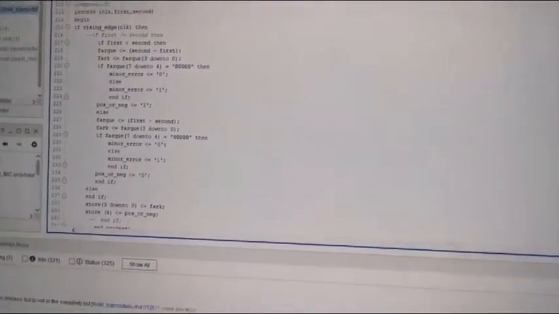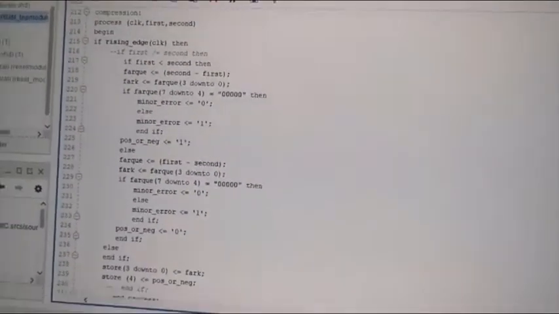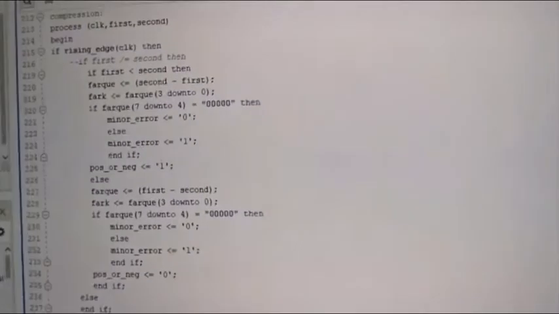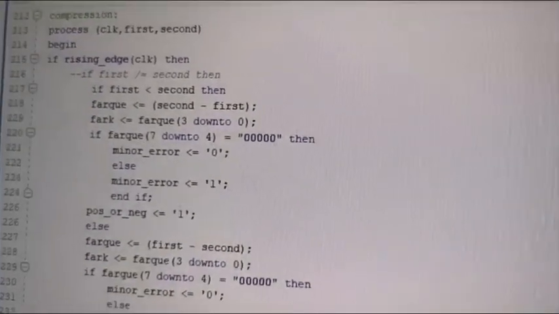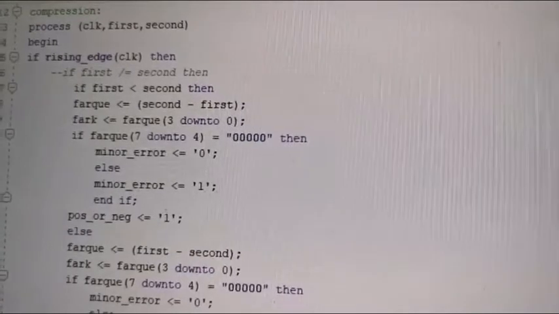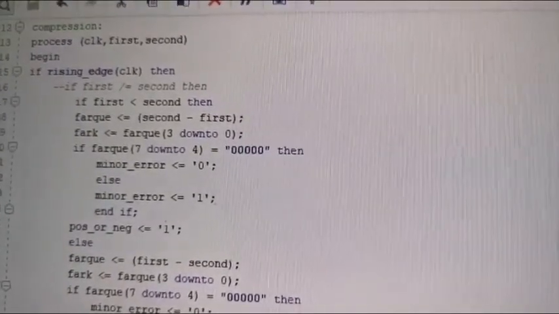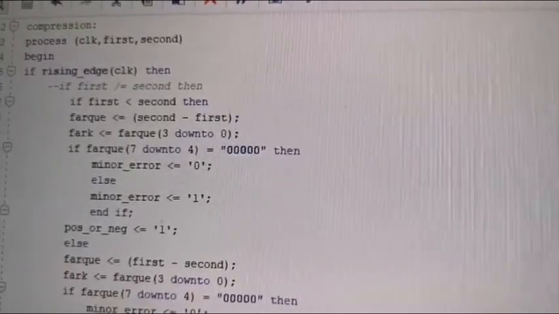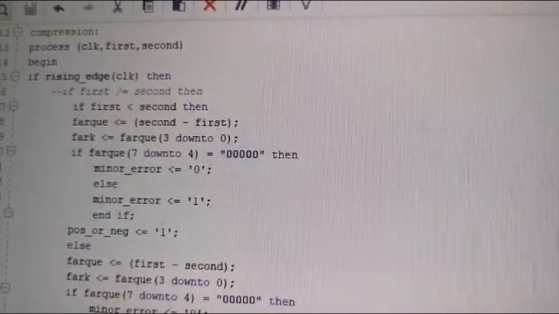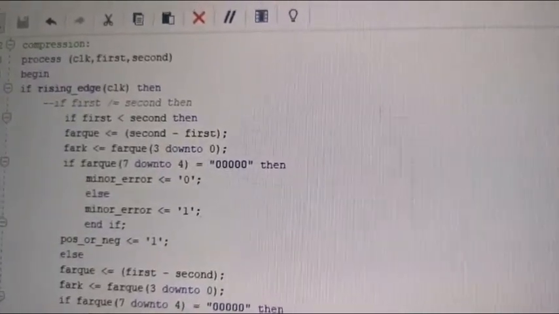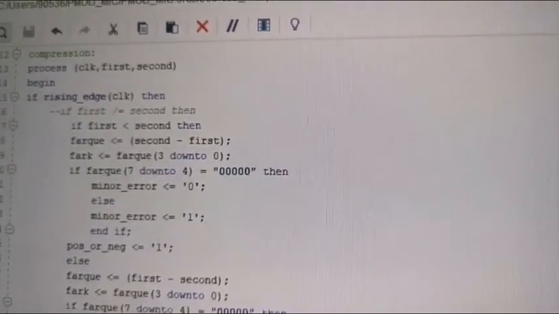In order to store more data, I decided to use a simple compression technique. In that technique, at first I recorded the initial value, and then when the second value comes, I compare the two values. If the first value is greater than the second value, it means that the value is going to decrease.